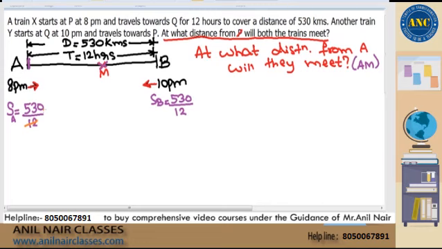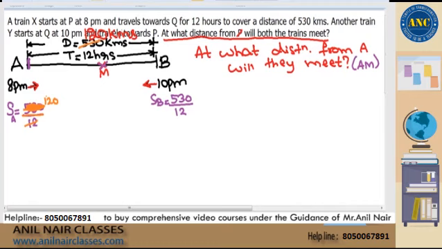That means I should cancel 12. If I want to cancel 12, what number should I have in the numerator? I should have any multiple of 12, because 12 by 12 will cancel, 24 by 12 will cancel, 36 by 12 will cancel, 120 by 12 also will cancel. Take any multiple of 12. The distance given in the question is 530, but I know that distance is constant. So I will assume the distance as some multiple of 12 just to avoid fractions. For example, 120 kilometers. I am assuming the distance as 120 kilometers.